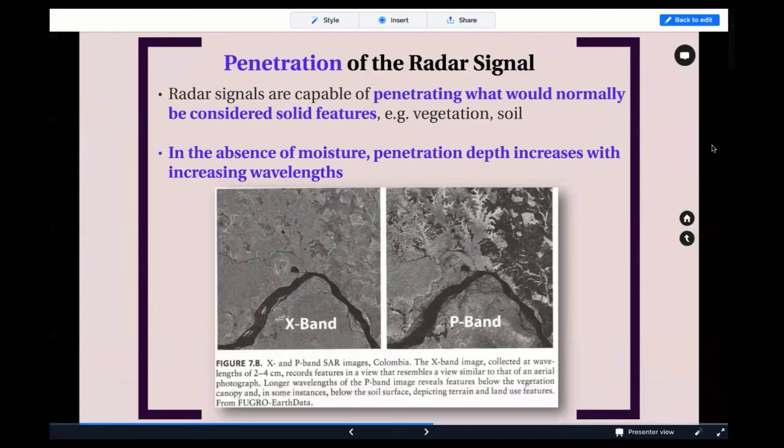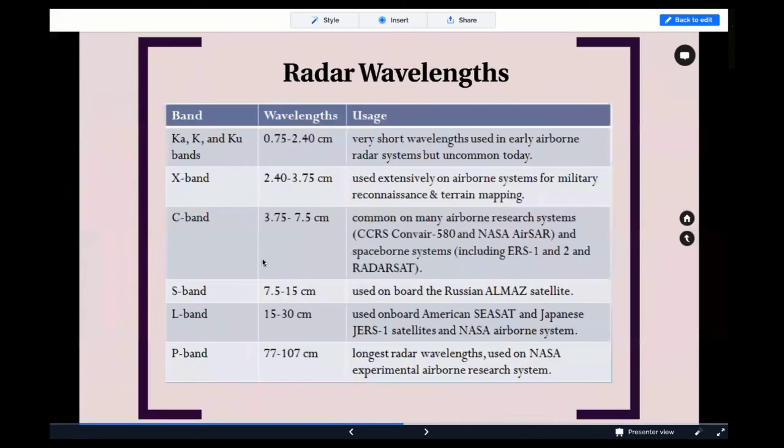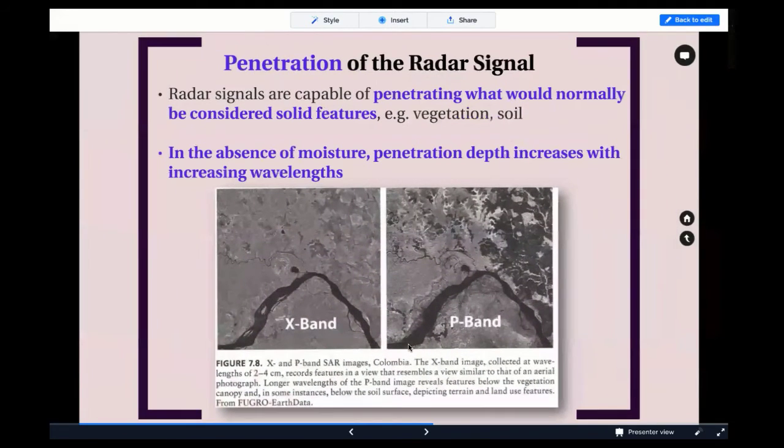Once again, we're getting back to the fact that penetration depth increases with wavelength. So if we go back here, the longest wavelength radar portion, P band, based on this principle, we know will have the greatest penetration depth or penetration power when compared to the lower range bands. In this case, you can compare an image between the P band and the X band, and the P band shows you more details on the ground.